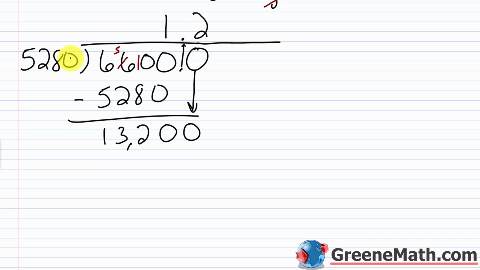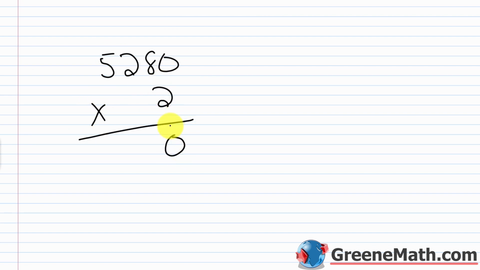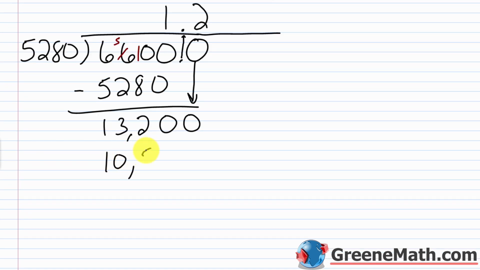2 times 5,280. Let's do that down here. So 5,280 times 2. 2 times 0 is 0. 2 times 8 is 16. 6 down, carry the 1. 2 times 2 is 4, plus 1 is 5. 2 times 5 is 10. So 10,560. So again, let's subtract.